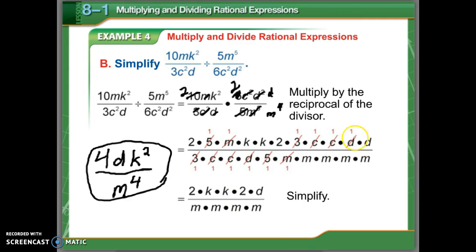But you can see that they wrote everything out. I don't like writing anything out. I just like simplifying.